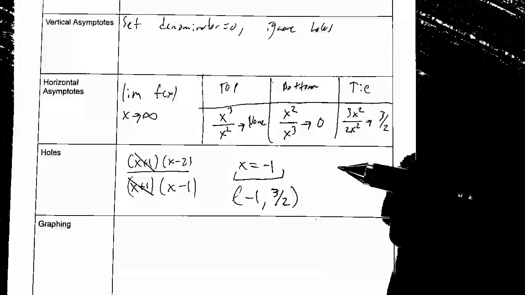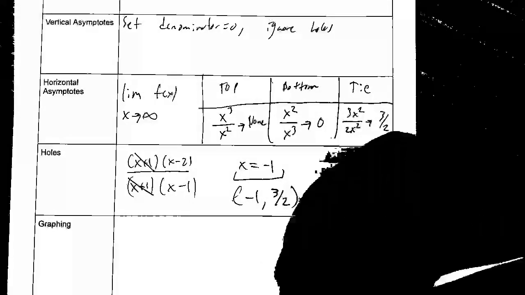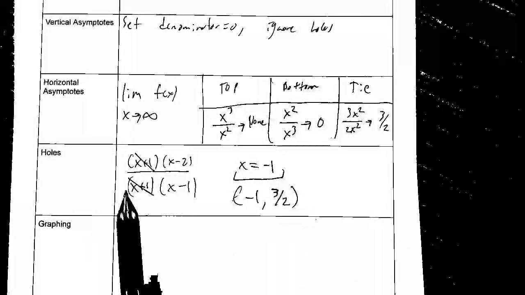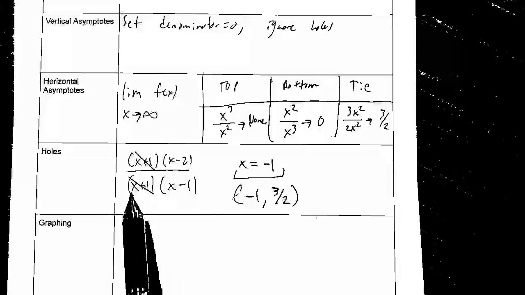Wait, so anything that cancels top and bottom is a hole? Correct. The hole is the 0 of that factor. Does that make sense? So the hole is not 1, the hole is -1 because that makes both those factors 0.